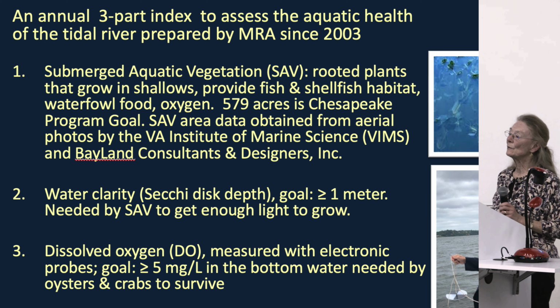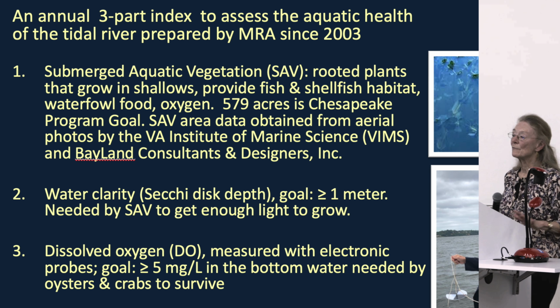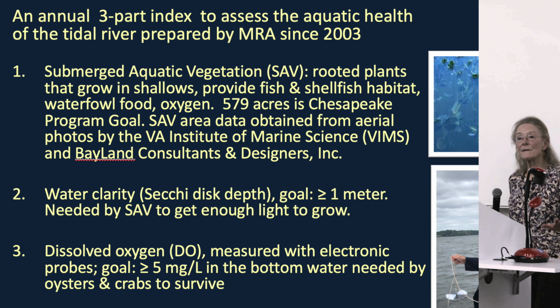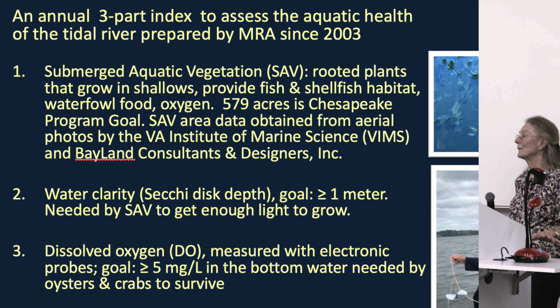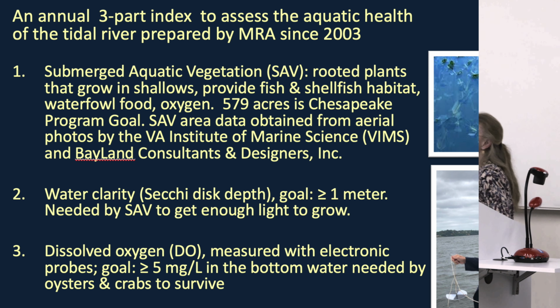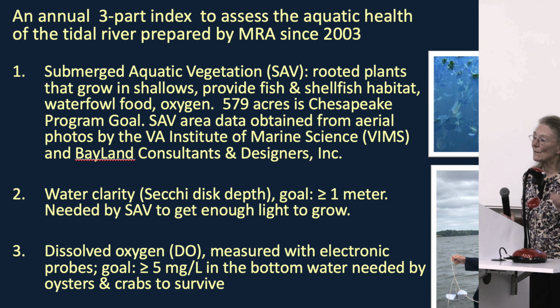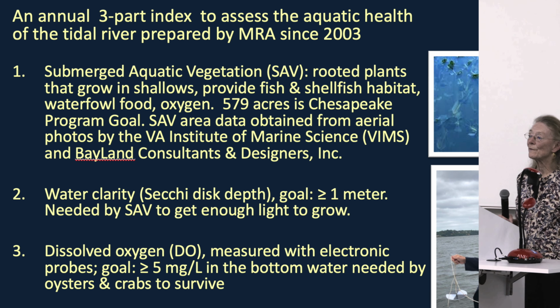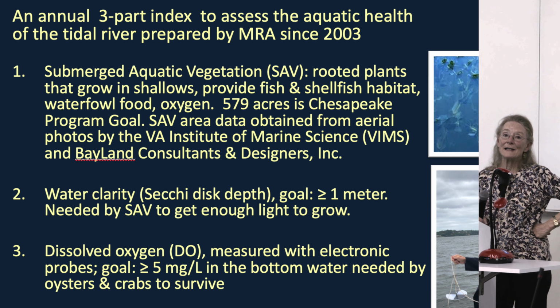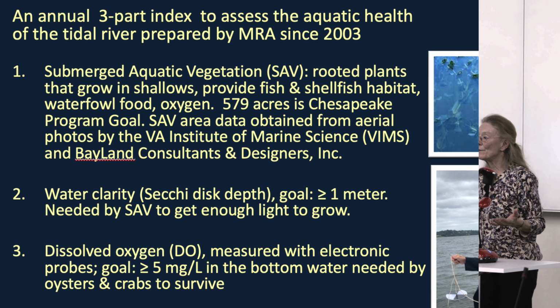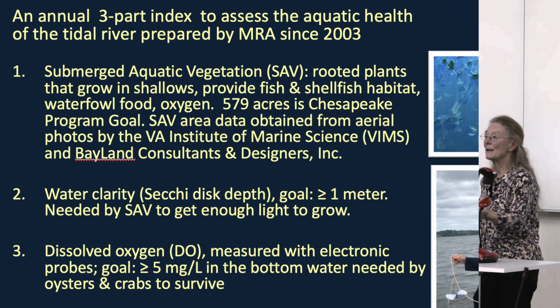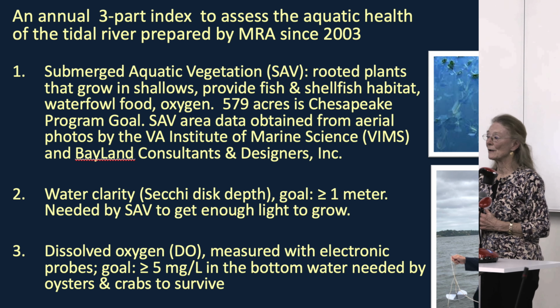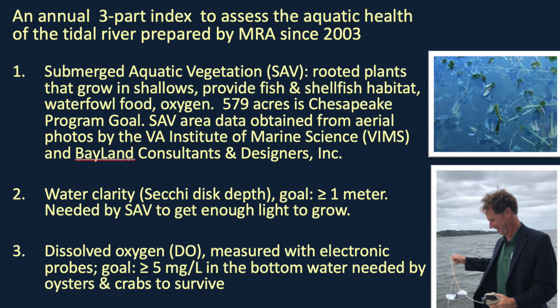And we also look for dissolved oxygen just above the bottom, because that's where critters that can't move, like oysters, for instance, once they're settled on the bottom, they can't travel. So they can survive in less than 5 milligrams per liter, but 5 milligrams per liter or more is ideal for oysters and for fish. So this would be really good habitat if we could have that much oxygen in the deep water. So these are the three criteria that make up our index.